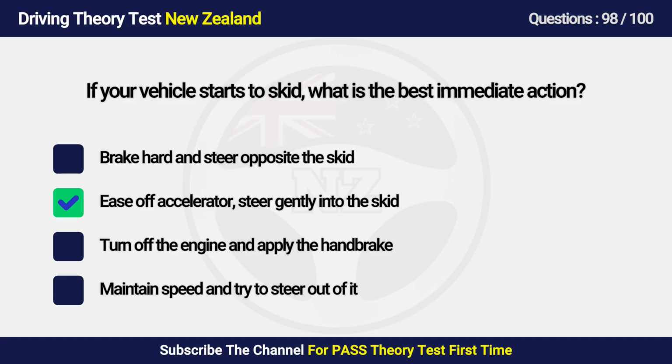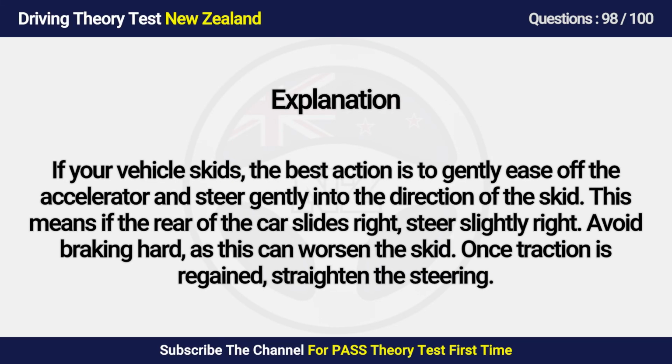Answer is B. Ease off accelerator, steer gently into the skid. If your vehicle skids, the best action is to gently ease off the accelerator and steer gently into the direction of the skid. This means if the rear of the car slides right, steer slightly right. Avoid braking hard as this can worsen the skid. Once traction is regained, straighten the steering.